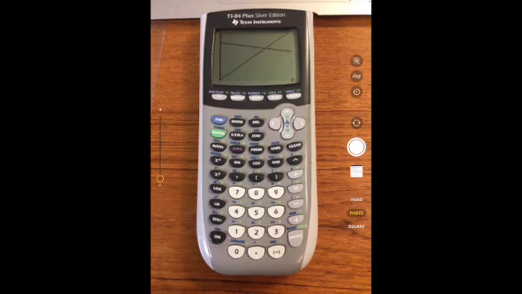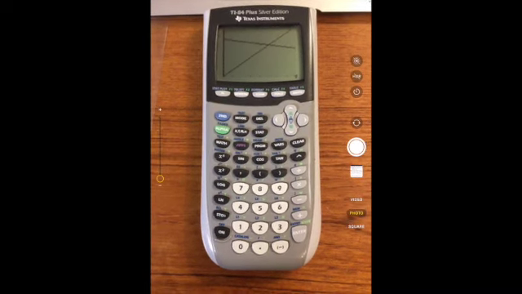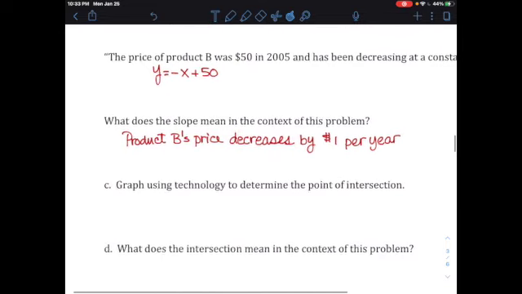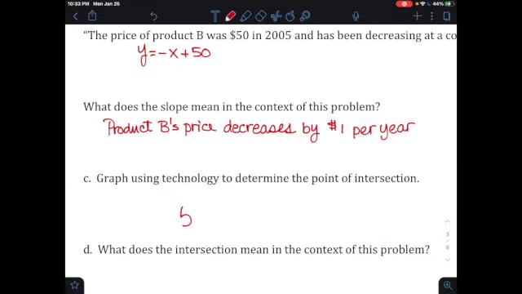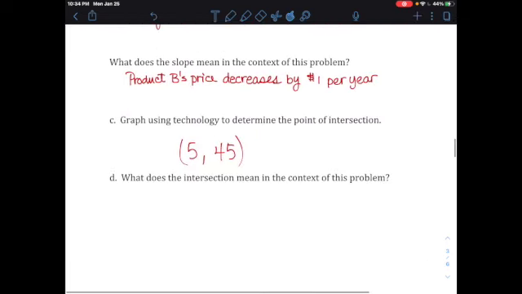I'm going to stop the video on the calculator and then answer the rest of the question. C. Graph using technology to determine the point of intersection. 5, 45. What do those ordered pairs mean? In this case, in 5 years, which means 2010, the price will be the same, and that price is 45. So I'm going to stop the video and write that down.